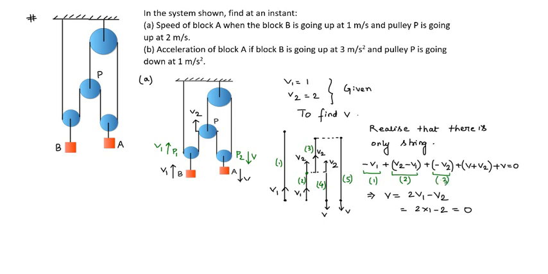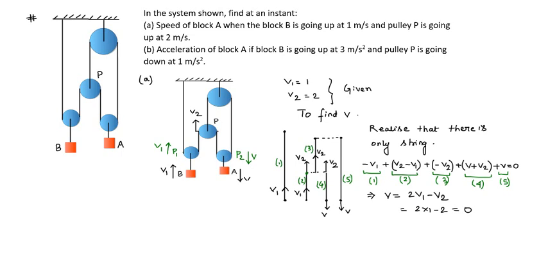For the fourth segment, velocity v is trying to increase the length, and v2 is also trying to increase the length, so both these velocities will be considered positive. And for the last segment 5, this velocity v tries to increase the length, so this velocity v will be positive. So I hope now it is clear how we consider the velocities of various segments and take them to be positive or negative.